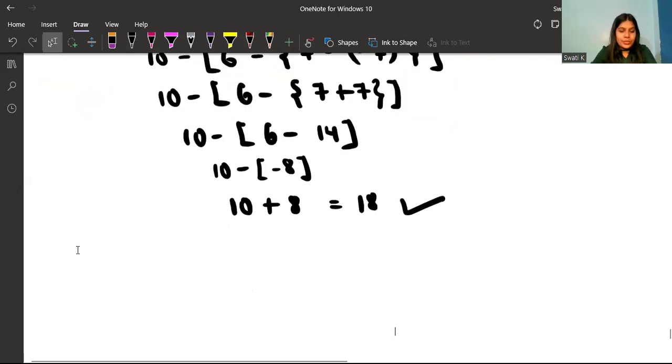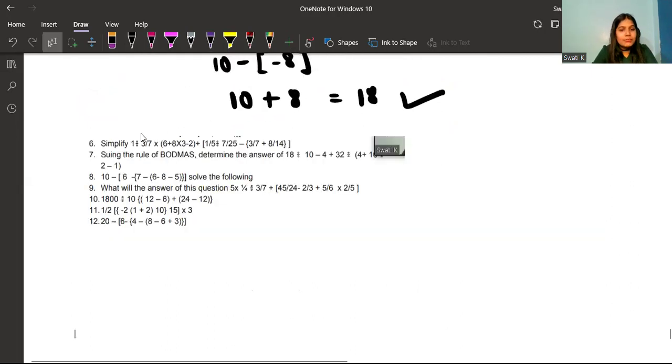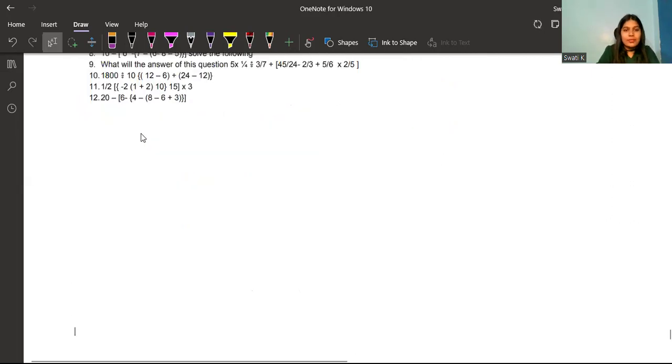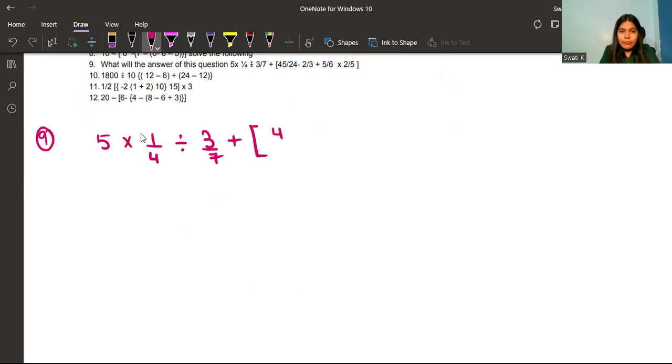Let's go to question number 9. Okay, so in question number 9, what will be the answer for the question? Okay, I'll just write on the question first. That will be much easier. So it says 5 times 1 by 4 divided by 3 by 7 plus, in bracket we have 45 by 24, okay, minus 2 by 3 plus 5 by 6 times 2 by 5.